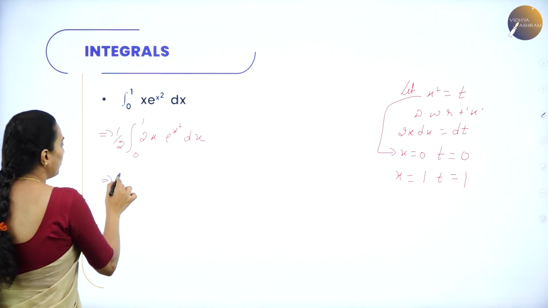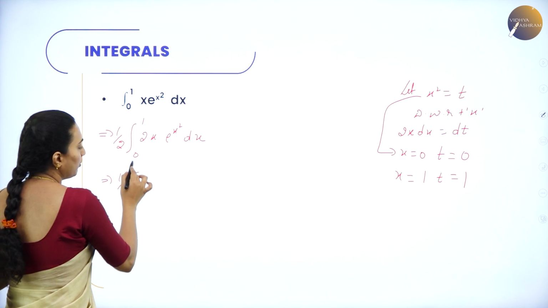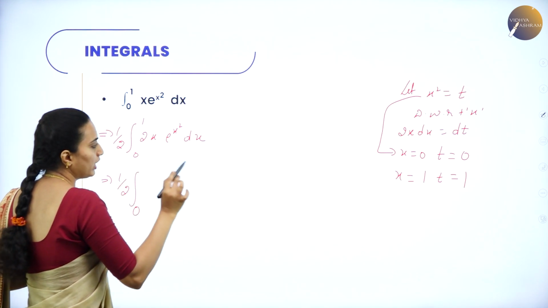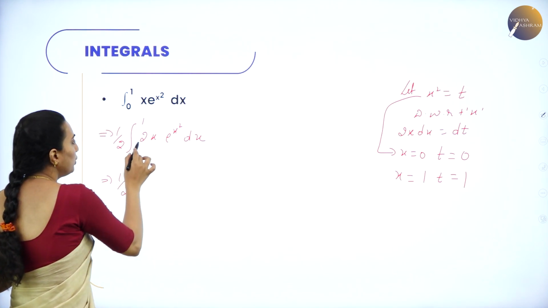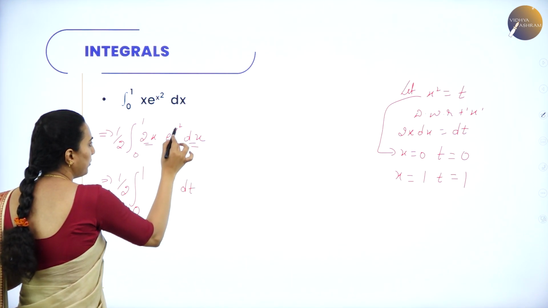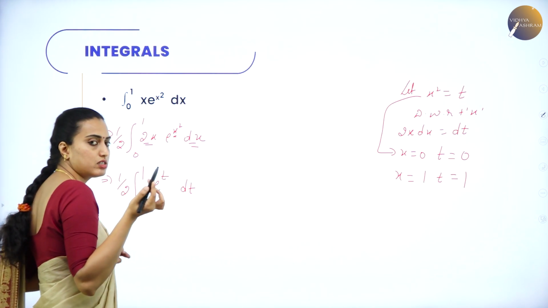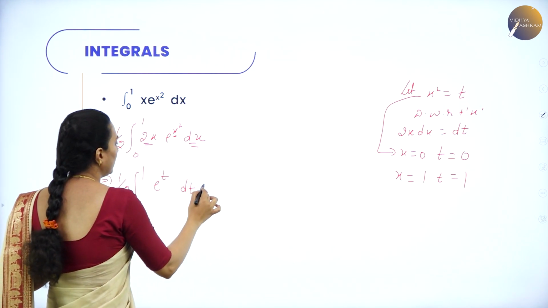Now, which implies 1 by 2 into the integral of, see, 0. When x is equal to 0, t is also 0. When x equals 1, t is also 1. 2x dx, 2x into dx, is nothing but dt. Now, e power x squared I have substituted as t. That's it. Okay. Now, you can integrate this one.